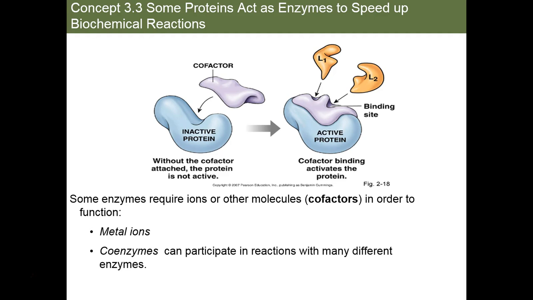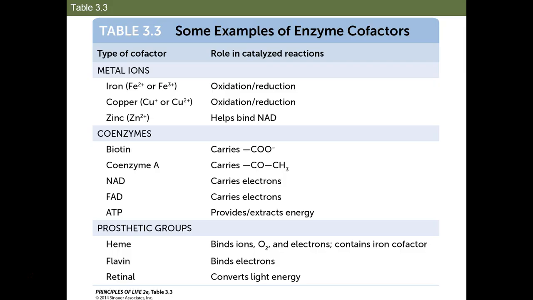Some enzymes require ions or other molecules called cofactors in order to function. These cofactors may bind to the active site or another secondary site to turn the enzyme on. Some examples are metal ions, coenzymes, which aren't enzyme specific and can participate in reactions with many different enzymes, and prosthetic groups, which permanently bind to the enzyme. Table 3.3 from the book gives some specific examples of cofactors that are metal ions, coenzymes, and prosthetic groups.